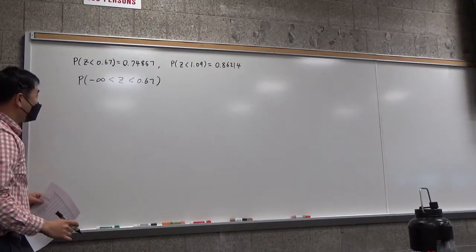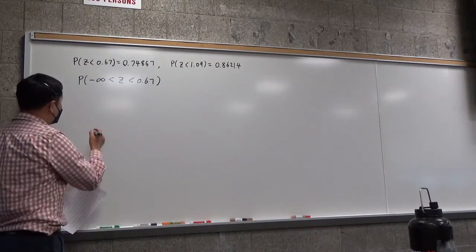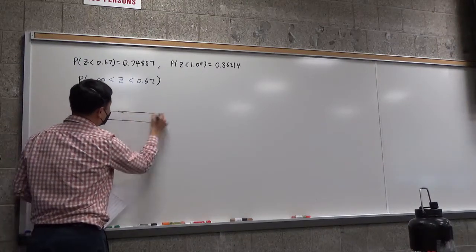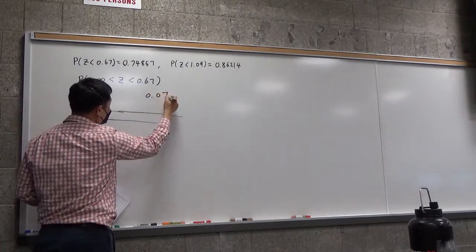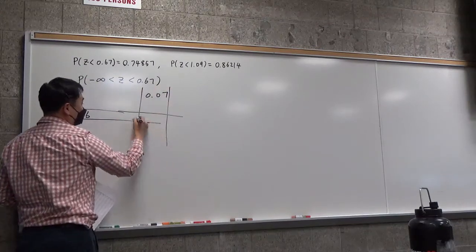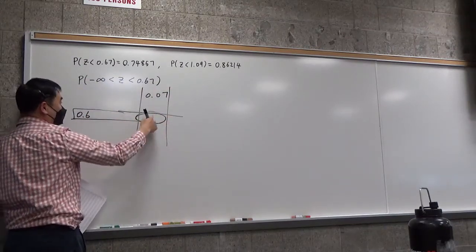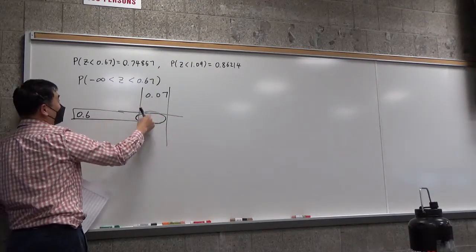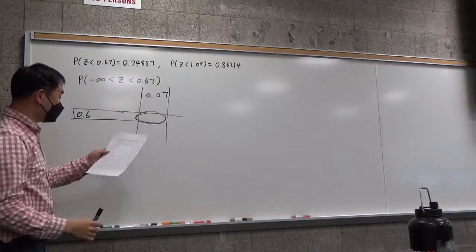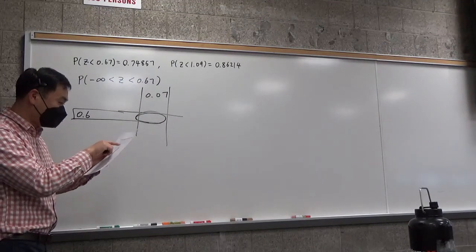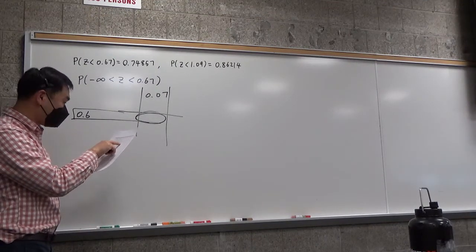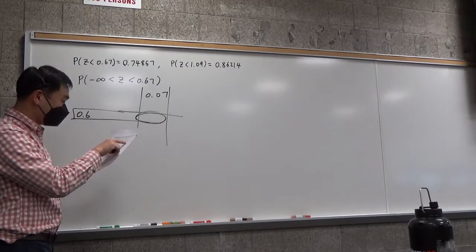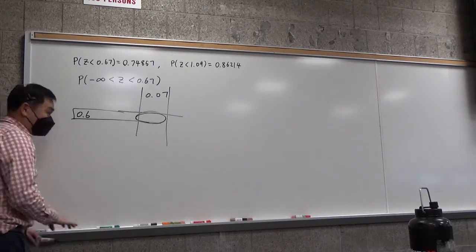And the way you read it is like, first go to 0.6 row, and then there's the 0.07 column. And if you see what number is located where these two numbers meet, you see that that value is 0.74857. Is that right? Did I copy it correctly? 6, 7. Okay, yeah, looks good. All right. So that's how you read this.